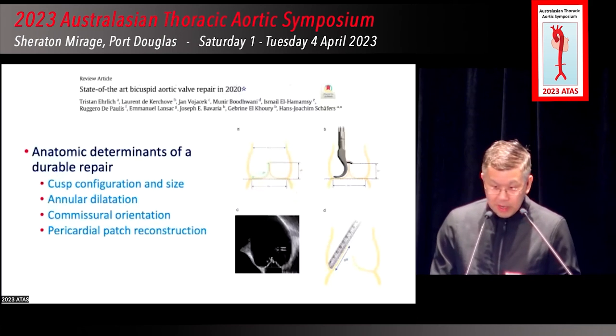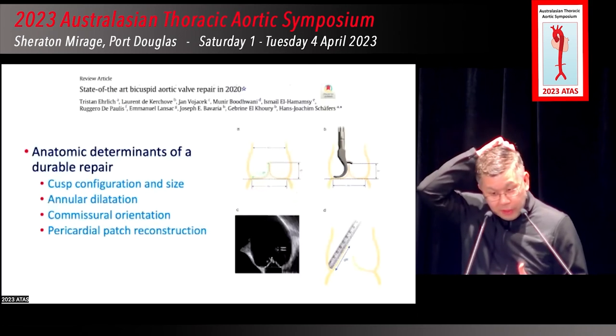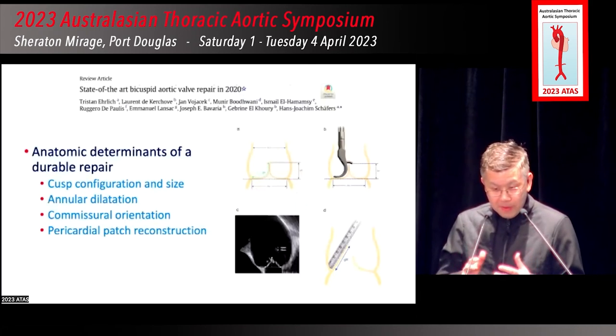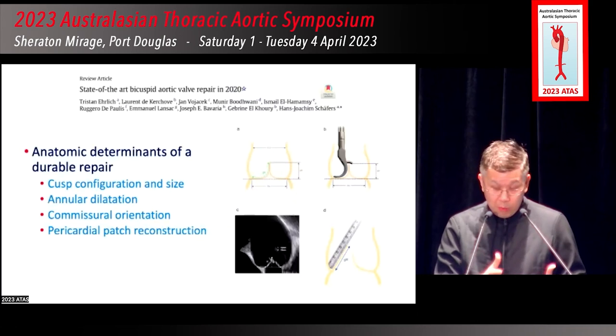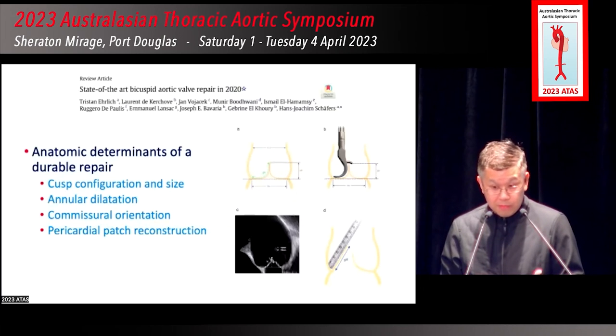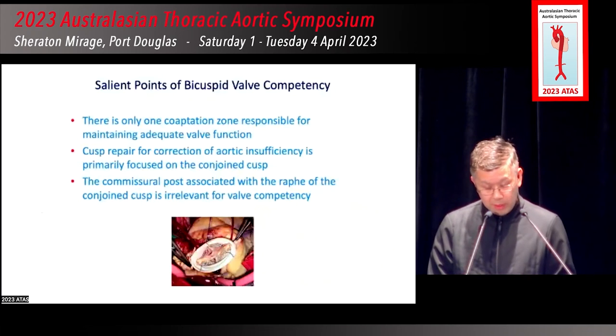So I think that as this understanding of anatomy took place, people began to understand the determinants of what would constitute a good repair. The anatomy that really determines a good repair is your cusp configuration and size, how much your annulus is dilated, where your commissures are oriented, and whether there's valve degeneration requiring some debridement and pericardial patch reconstruction. The critical components of any successful repair are how you repair the cusp, what you leave the root geometry like, whether you do an annuloplasty, and whether you need a concomitant root or ascending replacement.